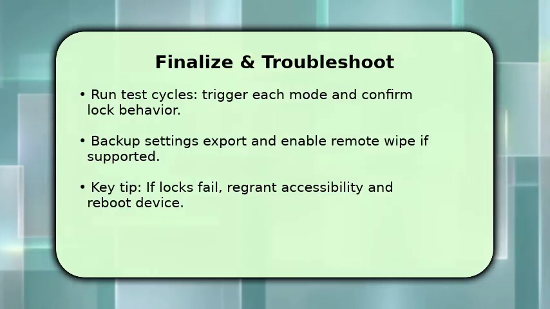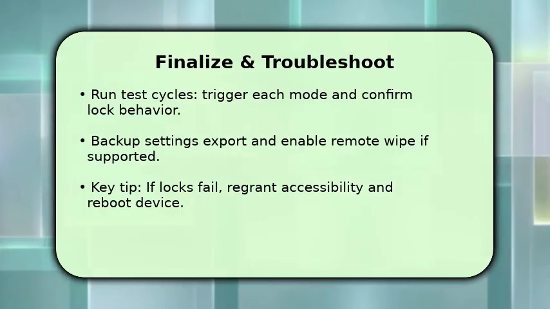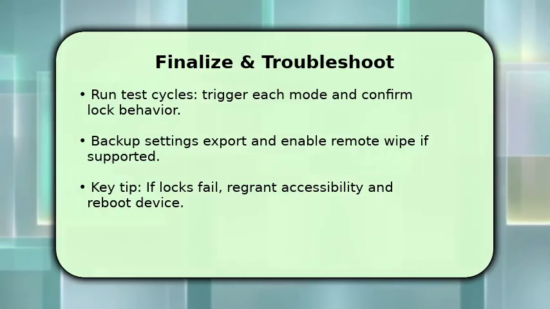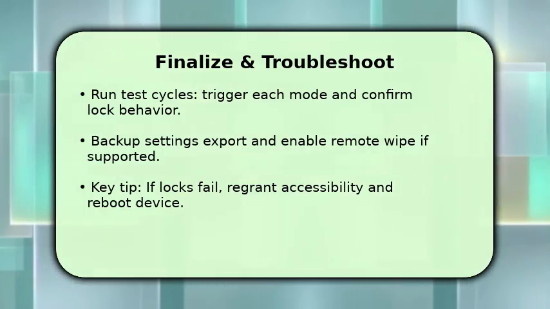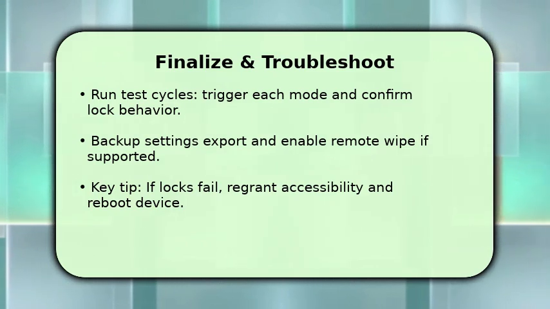If something goes wrong, regrant accessibility and device admin, restart the phone, and retest. These steps resolve most issues quickly. That's it, you're secure and automated.